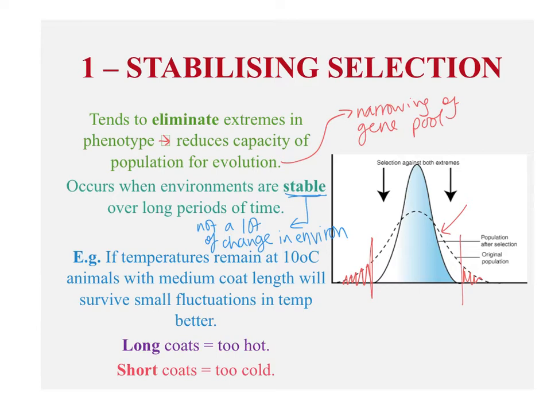An example down at the bottom we've got: if temperatures remain at about 10 degrees Celsius, animals with medium coats will be able to survive small fluctuations in temperature better. So if we're thinking about Arctic ecosystems maybe, or mountainous regions, if an organism has got too long a coat, maybe they've evolved or mutated to have a really long woolly coat, they're going to get a little bit too hot, and then we get effects on things like enzymes. And likewise, if their coat is too short, then they're going to get too cold and maybe they just perish, maybe they just die.